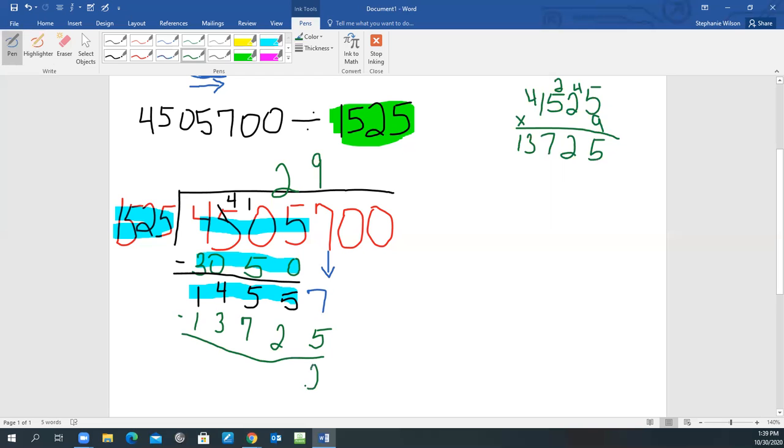7 minus 5 is 2. 5 minus 2 is 3. I can't take 7 out of 5, so I'm going to have to borrow. And I meant to change this color. So I got to borrow from this 4, making it a 3, and add the 1 to the 5, make it 15. So 15 minus 7 is 8. And now we're going to bring down the 0.